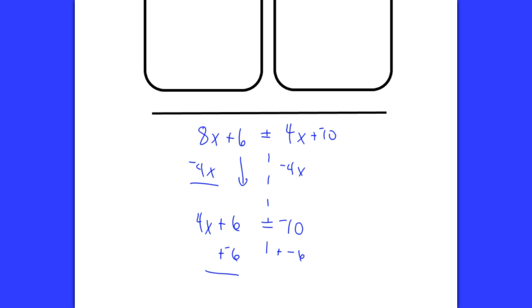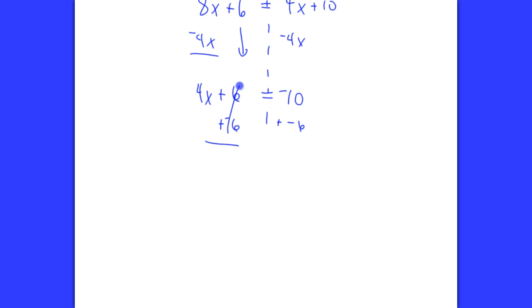And that leaves me with, I need a little more room. There we go. There's my zero pair right there. 4x equals negative 16. Almost done. Let's divide that by 4. X is negative 4. And there you got it, one down.